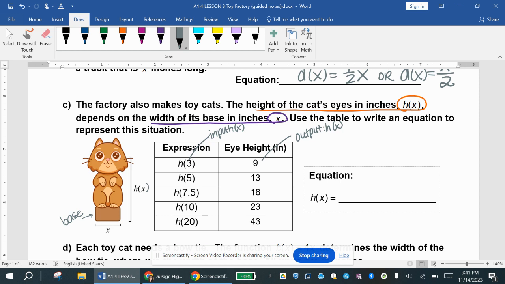Okay, so pause the video. I want you guys to work on this for a couple minutes. Think about it. How are they related? How did the 3 become a 9, the 5 become a 13, etc.?